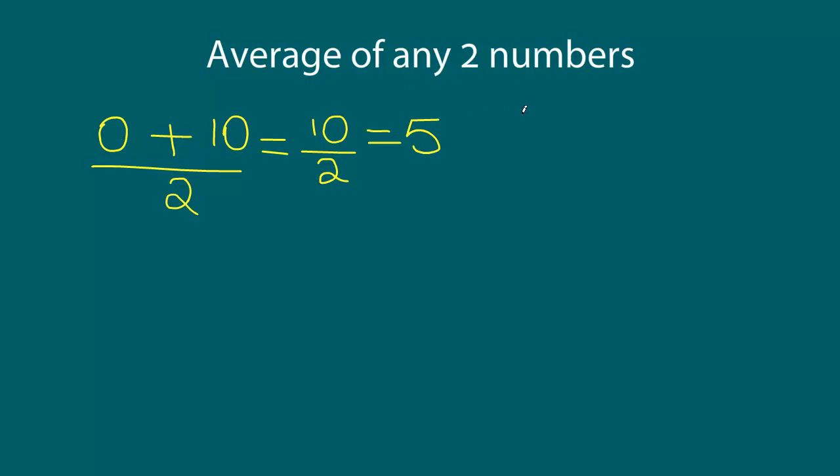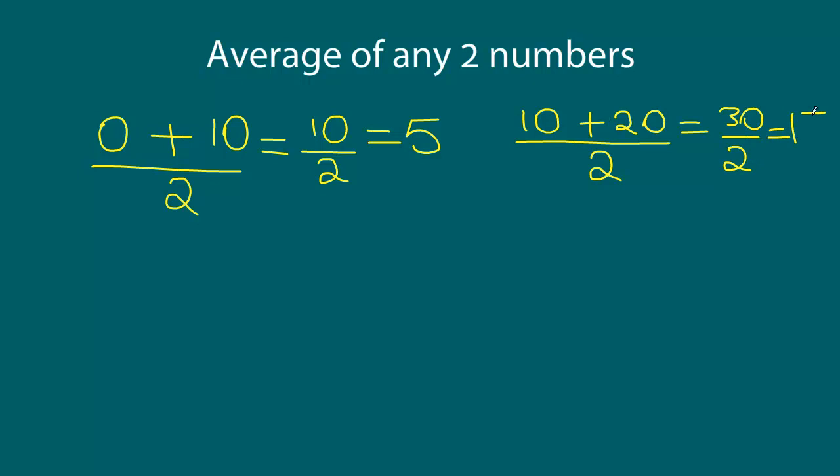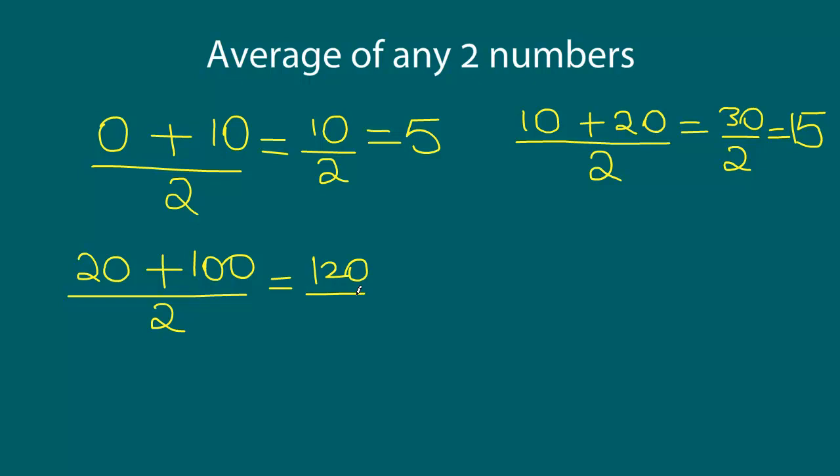Similarly, if you were to calculate the average of the numbers 10 and 20, how do we do that? We are going to add 10 and 20 and divide the sum by 2. So 10 plus 20 is 30, divided by 2 is 15. Let's take maybe a few more examples. How about we find the average of 20 and 100? We add the two numbers and divide by 2. So 20 plus 100 is 120, divided by 2 is 60.